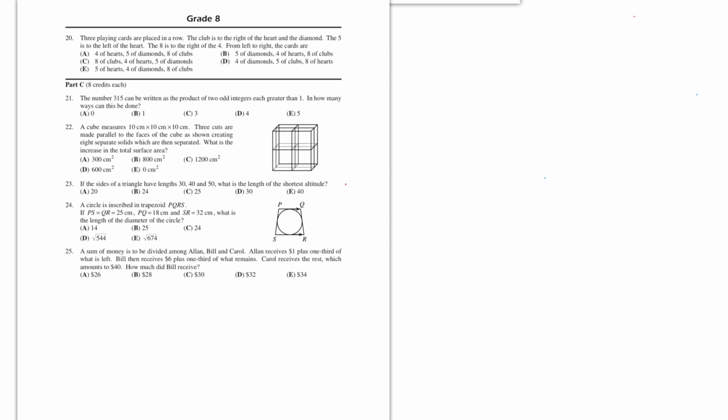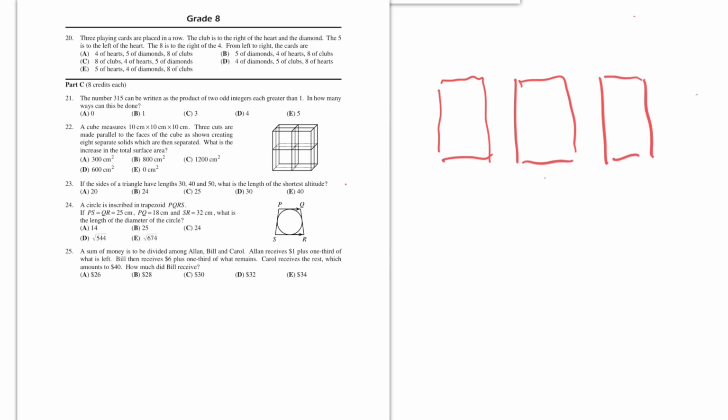Number 20. 3 playing cards are placed in a row. The club is to the right of the heart and the diamond. The 5 is to the left of the heart. The 8 is to the right of the 4. From the left to right, the cards are? So we have the 3 cards. The club is to the right of the heart and the diamond. So definitely the club is the last one.